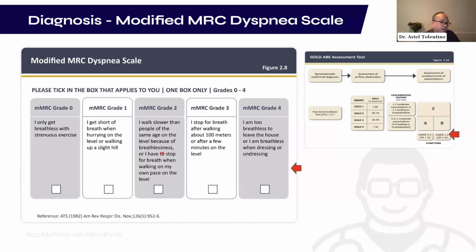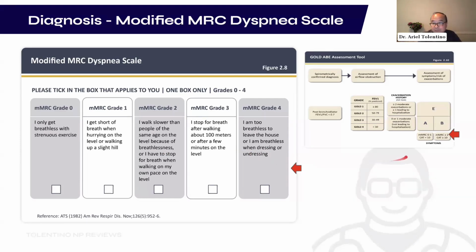Grade 2 would be walking slower than people of the same age due to breathlessness, or needing to stop for breath when walking at the patient's own pace. Grade 3 would be needing to stop after walking 100 meters to take a breath, or after walking a few minutes on the level. And the last grade would be being too breathless to leave the house, or being breathless just from dressing or undressing. So those are the different determinants for your modified MRC dyspnea scale.